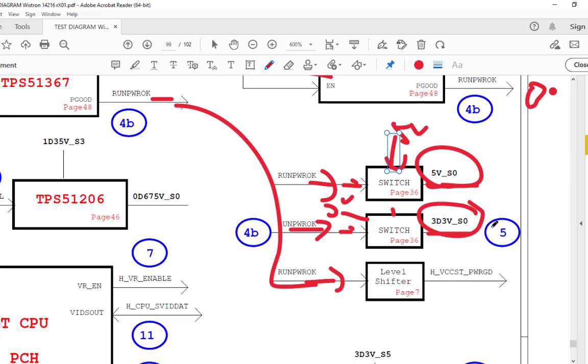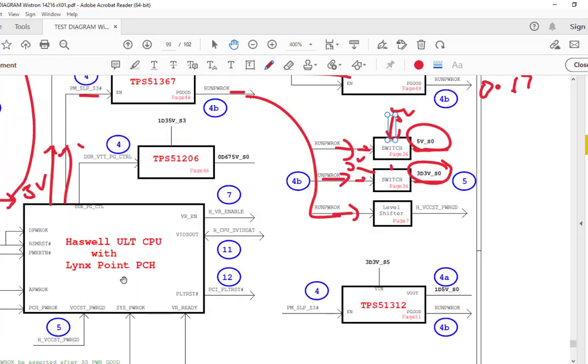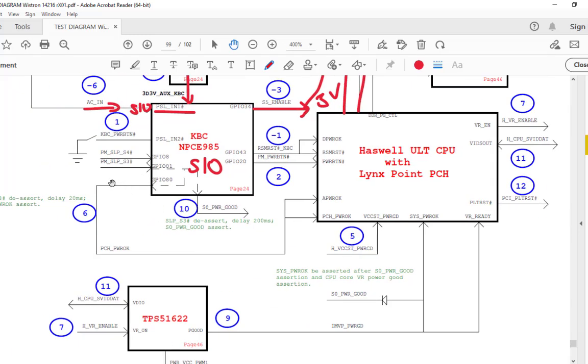And then once all the voltages are generated, here is step number 6, and this signal is called PCH power. This signal is generated by the SIO, and the meaning of this signal is that all powers are okay without the CPU: all the voltages like 3.3, 1.05, 1.35 and 1.5 are generated, without the CPU core voltage.